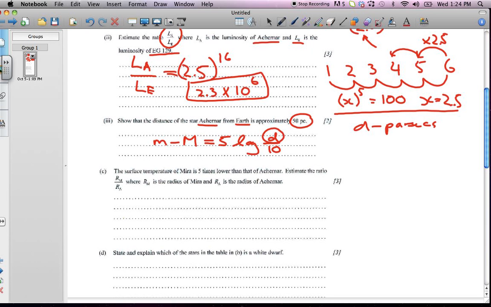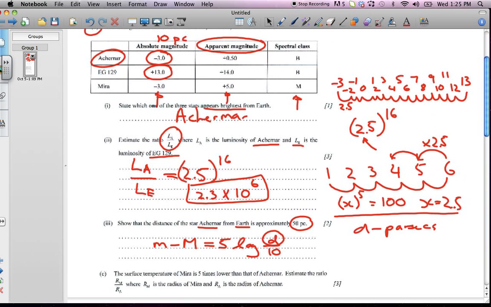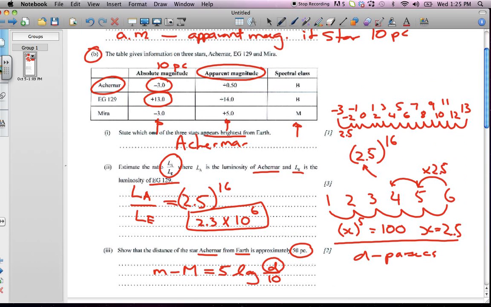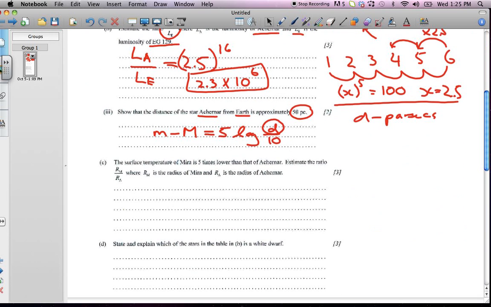So in doing this, let me just go back up here. We are looking for this. So we see this would be the big M value, and this would be the small m value there for Acamar. So it's plus 0.5 and minus 3. So bringing this down again, sorry, having to go up and down, this is 0.5 minus 3, make sure you get that right, is equal to 5 log of d over 10.